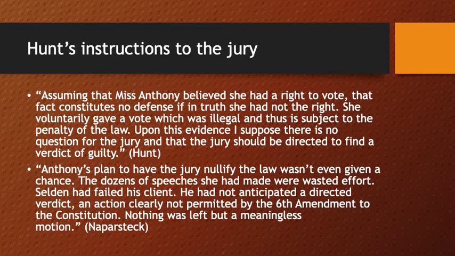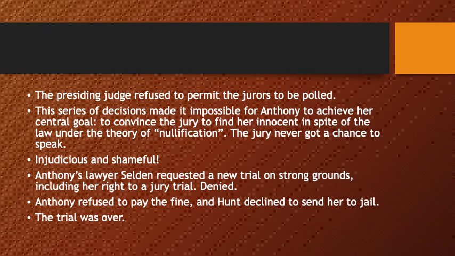for a new trial. The presiding judge had refused to permit the jurors to be polled. This series of decisions made it impossible for Susan B. Anthony to achieve her central goal, to convince the jury to find her innocent in spite of the law under the theory of nullification, because the jury never got a chance to speak. This was, in the opinion of many observers then and now, an injudicious and shameful act of judicial preemption of the right of jury trial by the judge.